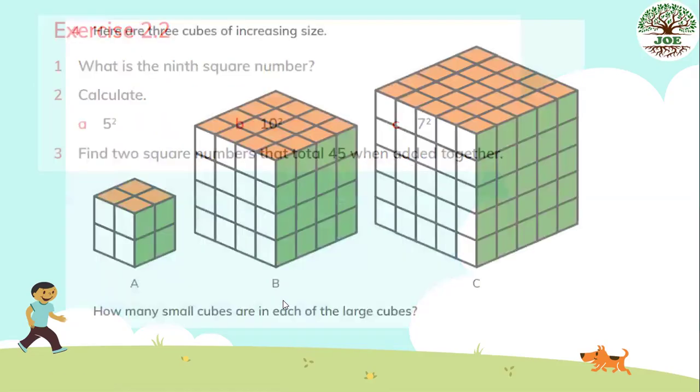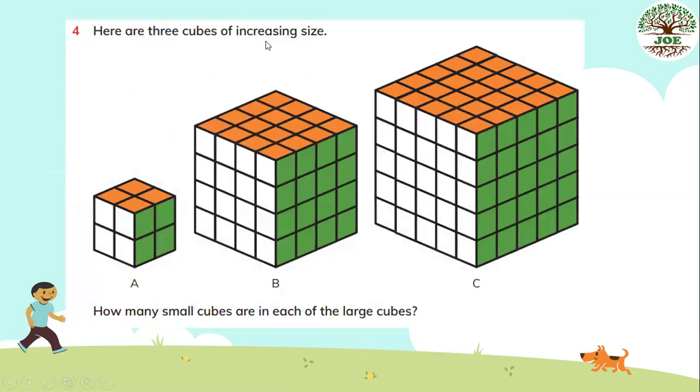Number 4. Here are 3 cubes of increasing size. So A has each side 2, 2, 2. It is 2 cubed. 2 cubed is 8. So let's check. The first layer has 1, 2, 3, 4. The first layer has 4 cubes, and there are 2 layers. So 4 times 2 is also 8. A is 2 cubed, which is equal to altogether 8 cubes.